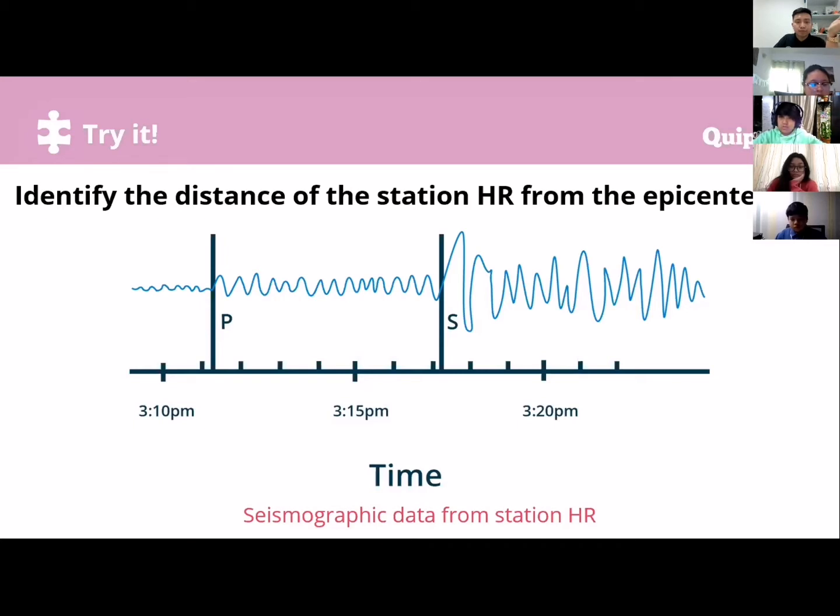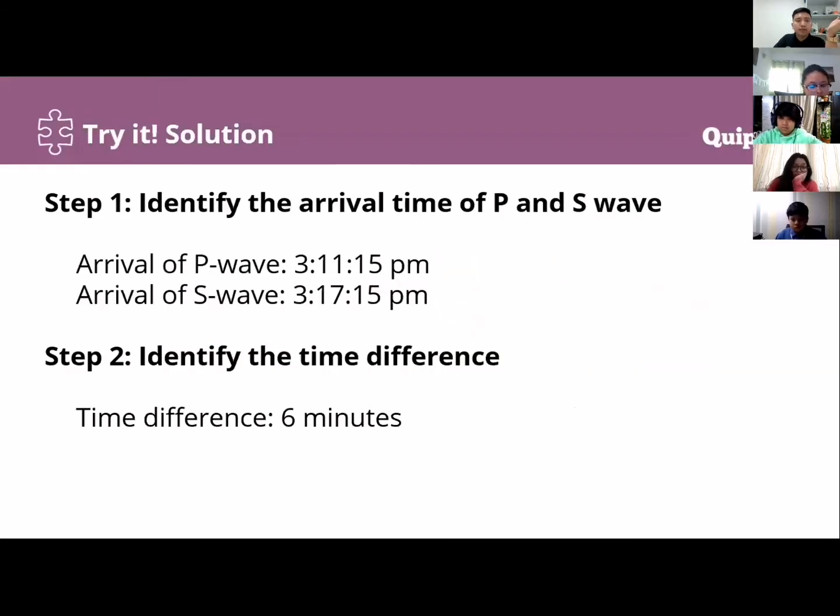Okay. Next, ayan. Nalagay na yung ano natin for the step 1, identify the arrival time of P and S wave. So we have 3 hours, 11 minutes, and 15 seconds. PM siya, so afternoon ito. Tapos 3 hours, 17 minutes, and 15 seconds for the S wave. Now, we need to identify the time difference. So how to do that? Meron tayong ano dyan. We have a formula for that.